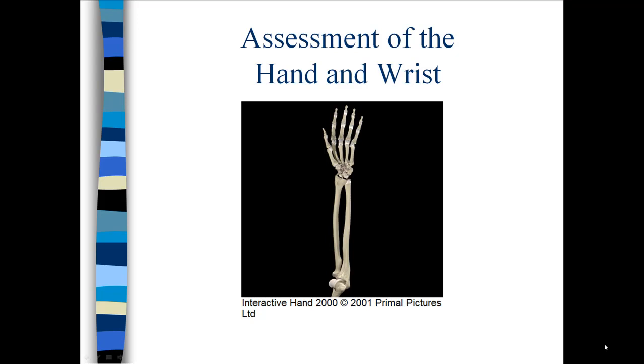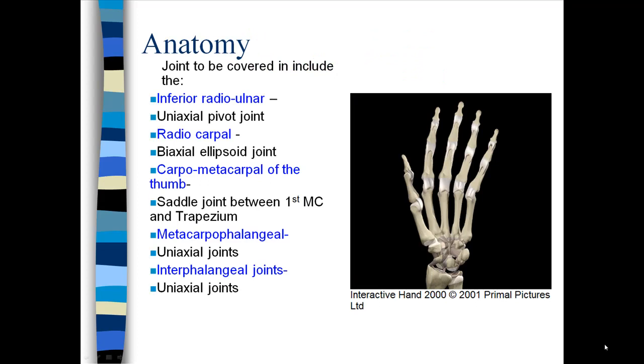The assessment of the hand and wrist is quite a complex assessment, only because there are so many joints to consider. When you look at the anatomy of the wrist and hand, you have to consider the inferior radioulnar joint, the radiocarpal joint, the midcarpal joint, the carpometacarpal joint of the thumb. You may need to go on to intercarpal joints or up as far as the metacarpophalangeal or interphalangeal joints. Each individual joint is not particularly complex to assess on its own, but it's the combined action of some of these joints that makes the wrist and hand assessment such a complex task.